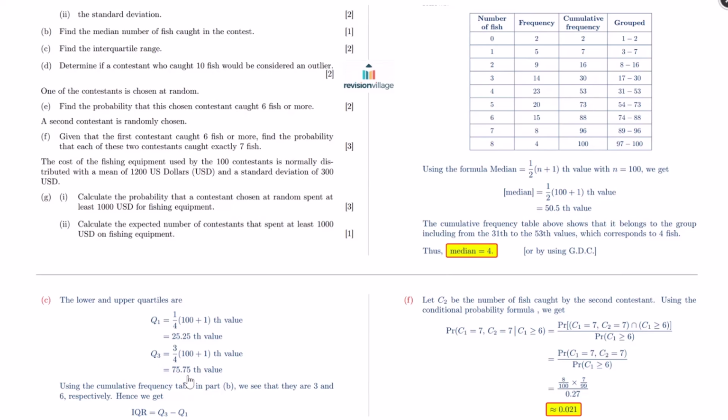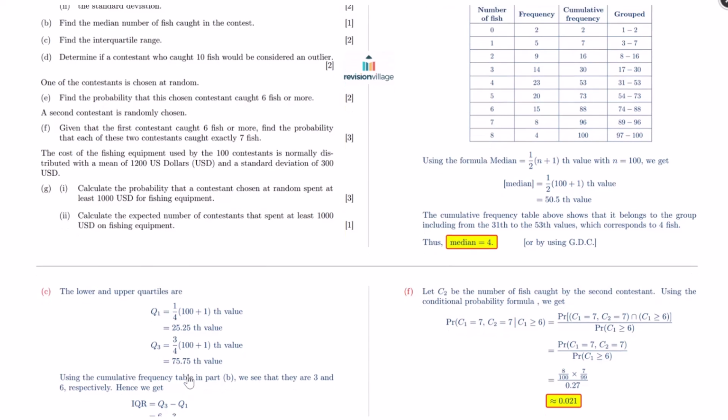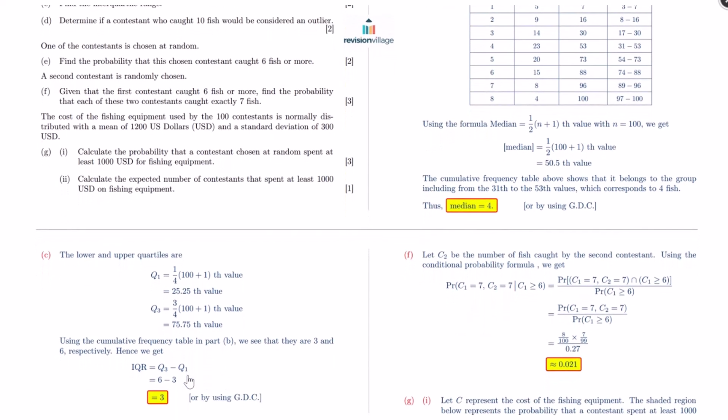The range in fish caught between that middle 50 people, so from the 25th person to the 75th person, that represents the middle 50% of contestants, that range in fish caught would be 3 fish. And that's what we call the interquartile range, the middle 50% of the data. So we have it there.